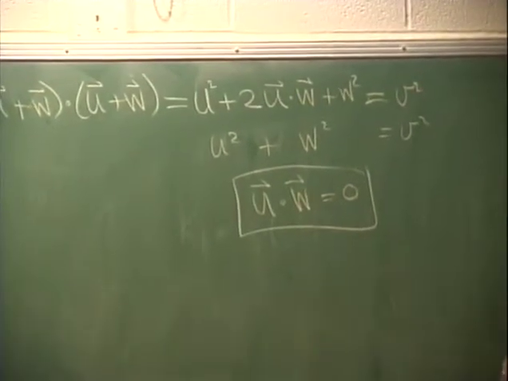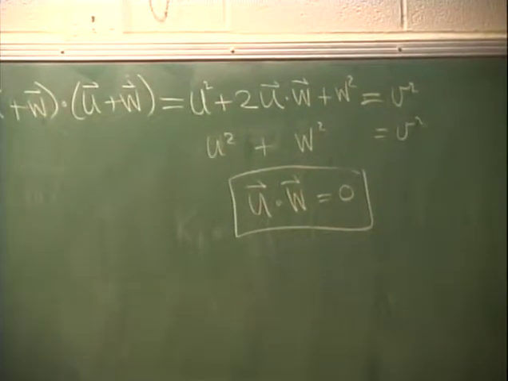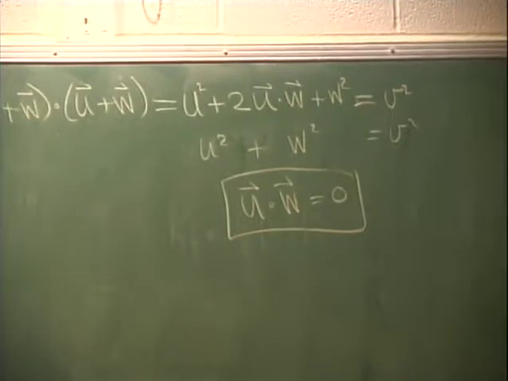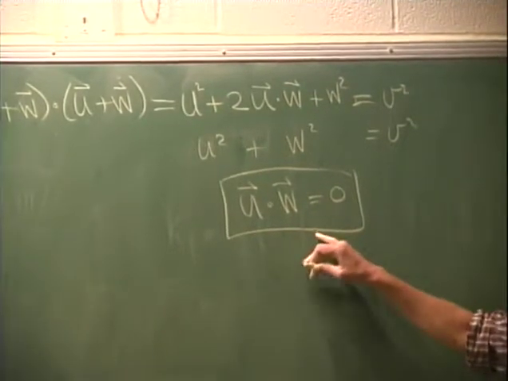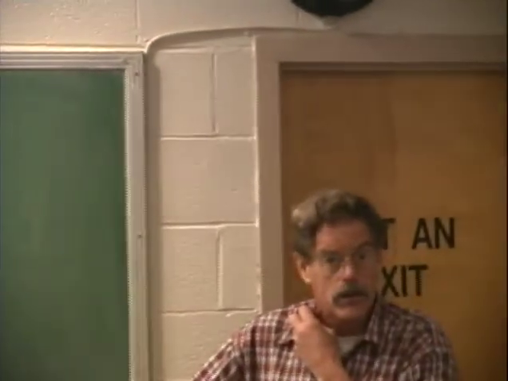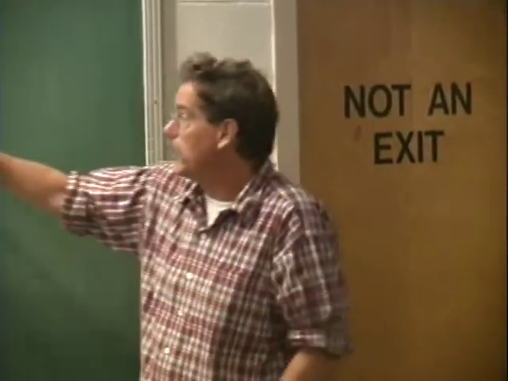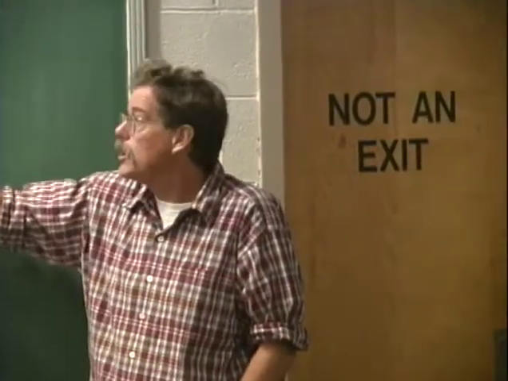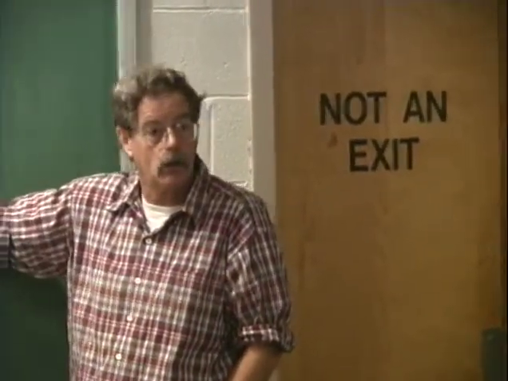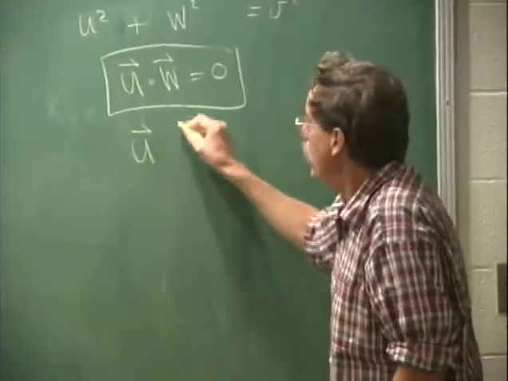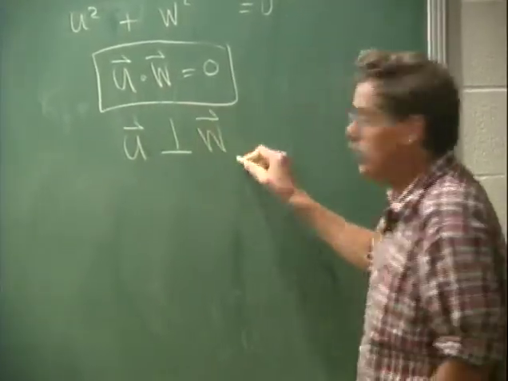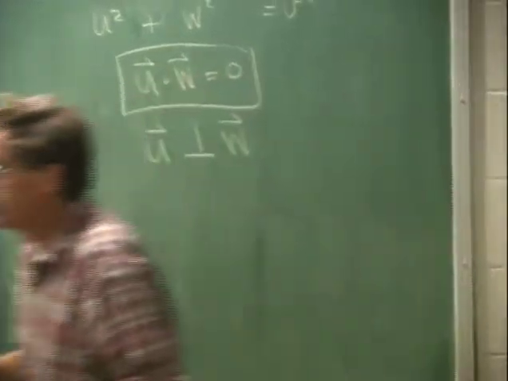Well, if u dot w is equal to 0, what do you conclude from that? Somebody said they're perpendicular. Actually, that's right. Either they're perpendicular or one or the other of them is 0. But one or the other of them being 0 is the case that we already handled. That was the head-on collision. So that certainly is a possibility. Otherwise, u dot w is equal to 0, which means that u is perpendicular to w. The angle between those outgoing velocities is always 90 degrees.